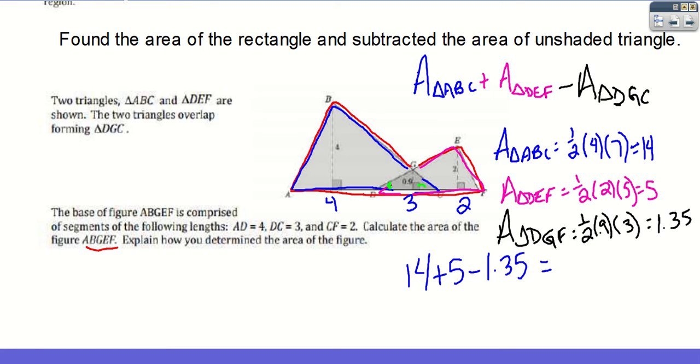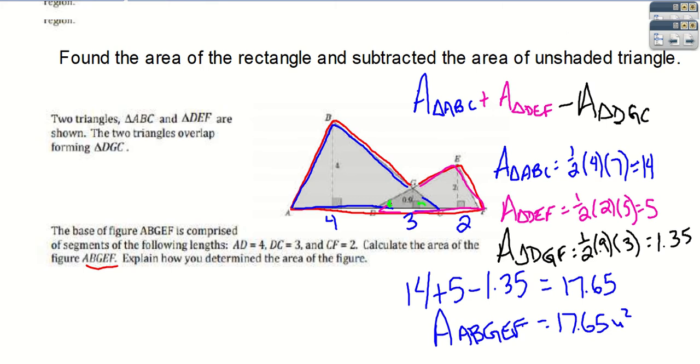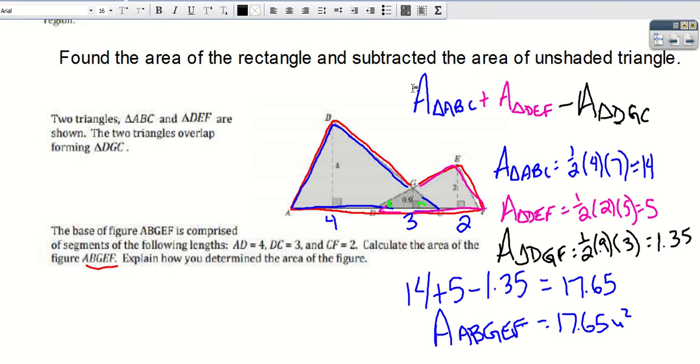And we get 17.65. And so the area of figure A, B, G, E, F is equal to 17.65 units squared. And then explain how we determine the area. And I think we kind of pretty much did that right up here.